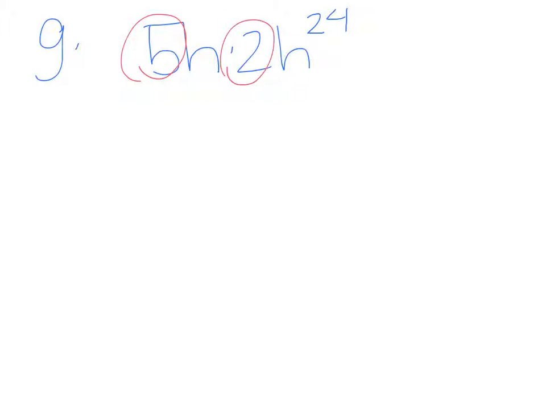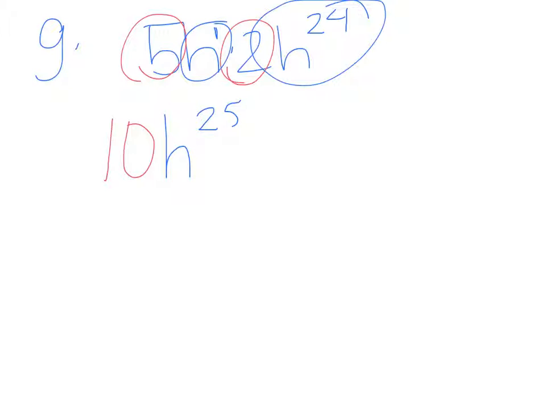Okay, letter G was 5h times 2h to the 24th power. Now, I'm not going to write out all the 24 h's, just to save some time. So we're going to use those exponent properties. But first, we're going to take the 2 times the 5, which will give us 10. Now we have an h here, which is 1h, and we have 24 h's. So if we have a single h plus 24 h's, together they make 25 h's. So we have 10h to the 25th power. We can add those exponents since we're multiplying the variables.